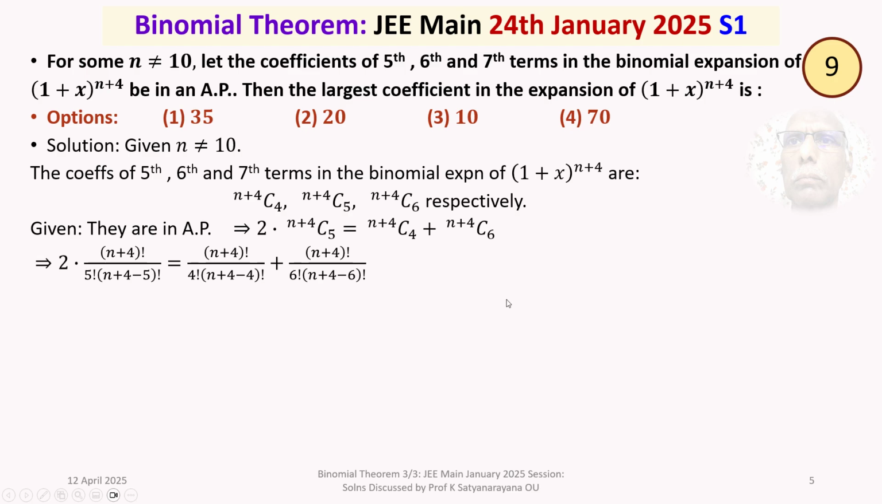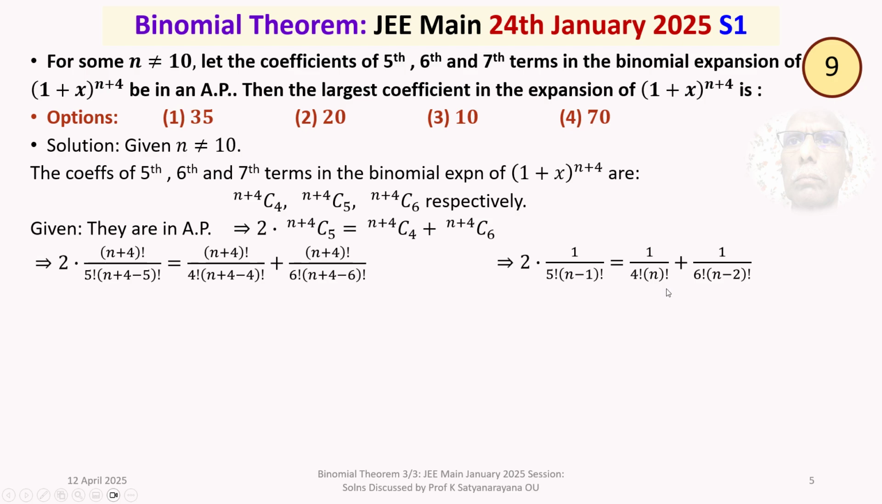Now simplify. That is 2 times, (n+4) factorial we have cancelled throughout in the numerator, and in the denominator 5 factorial into (n+4 minus 5), that is (n minus 1) factorial in the first ratio. The second one, 4 factorial into (n+4 minus 4), n factorial, plus 1 by 6 factorial into (n minus 2) factorial. Now look at the denominators. The LCM is 6 factorial into n factorial.